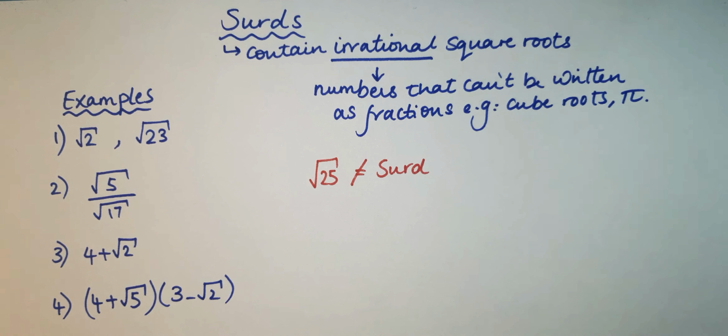So that was just a quick video on what a surd is, some examples, and one example of what is not a surd. So even if it was root 16, root 9, any square root that is rational and gives you a positive integer is not a surd.